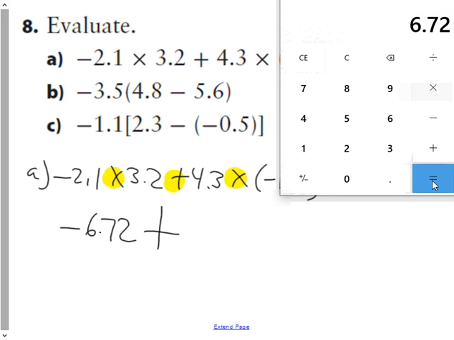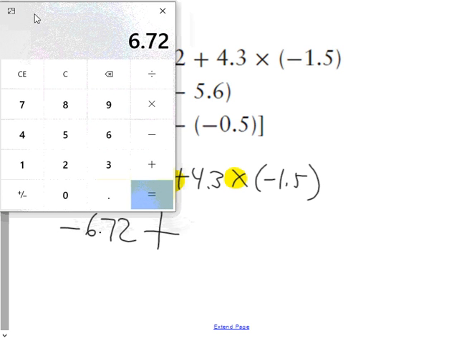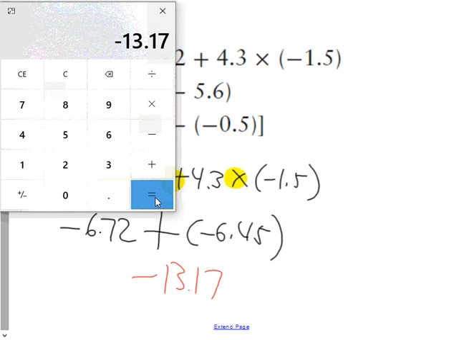And now I'm going to do my other multiplication, which is 4.3 multiplied by 1.5. And since I'm multiplying a positive by a negative, this is going to be a negative 6.45. So my next line of my BEDMAS is that, and then I'm just going to add those two together, negative 6.72, if you want to put the positive negative button, you can, plus a negative 6.45 equals negative 13.17.